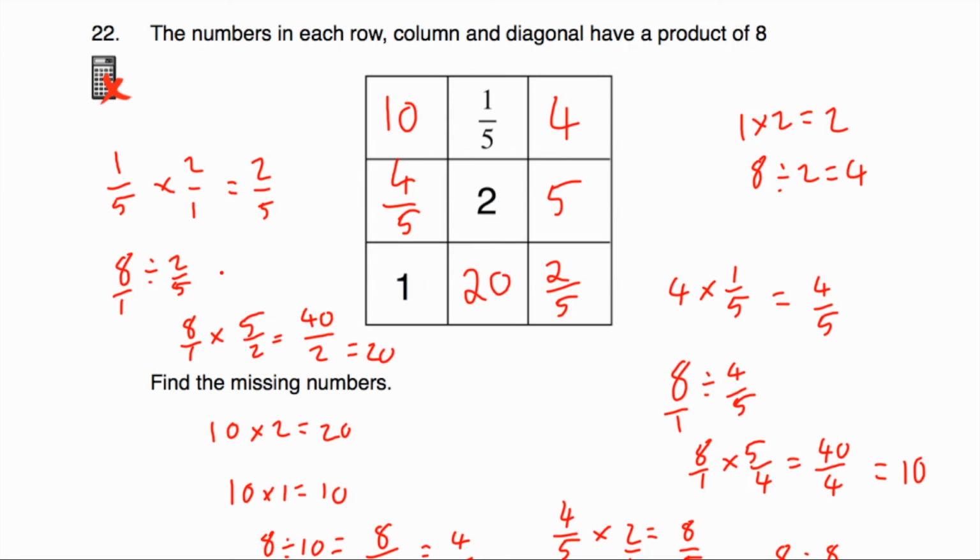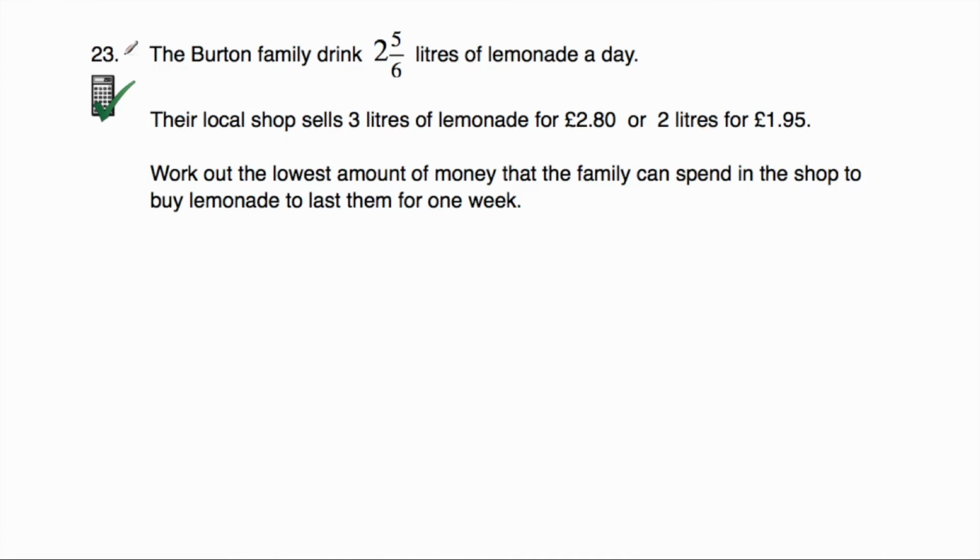Okay, let's have a look at question number 23. So question number 23 says the Burton family drink 2 5/6 litres of lemonade a day, and the local shop sells 3 litres of lemonade for £2.80 or 2 litres of lemonade for £1.95. Work out the lowest amount of money that the family can spend in the shop to buy their lemonade to last them for 1 week. And this is a calculator question.